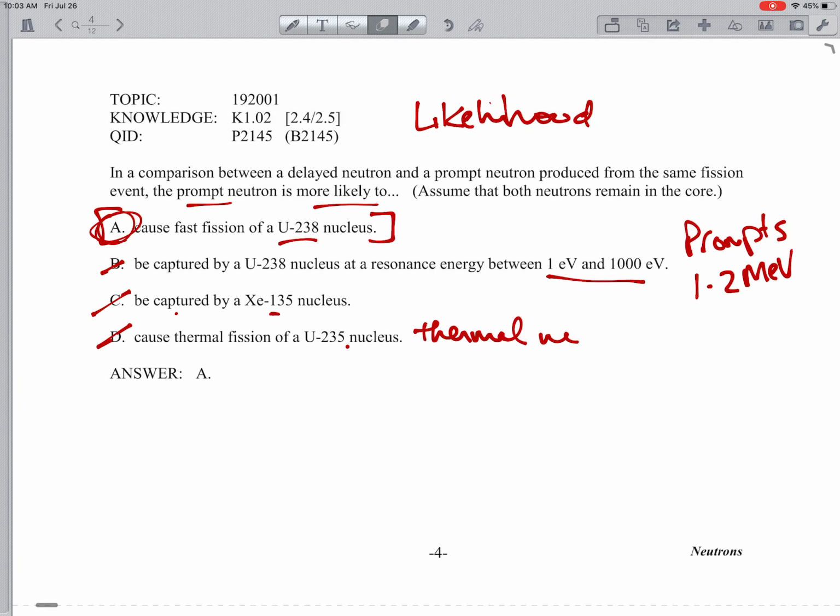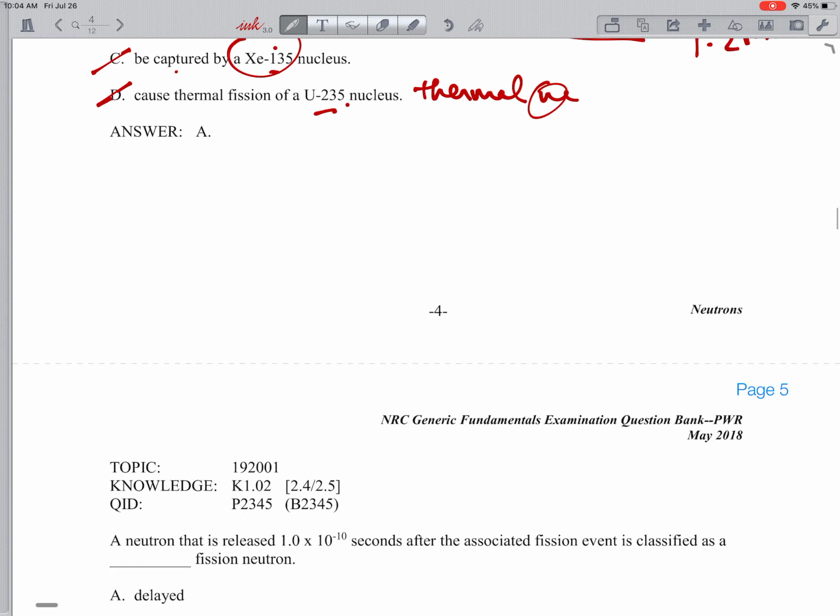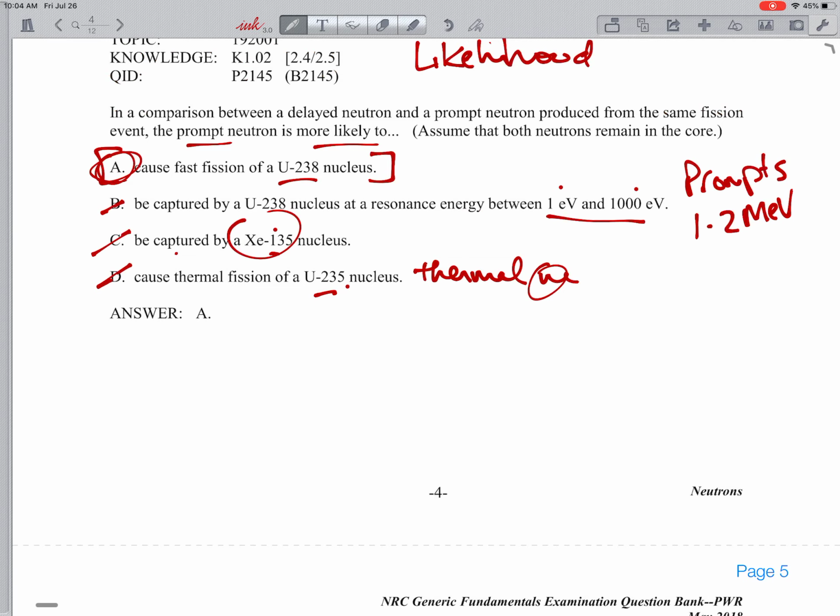So if you memorize the chart, or if you just study that chart I made, you'll be able to answer these questions and not get confused at this stuff right here: 1 electron volt, 1,000, xenon-135, which we never talked about. And you know the difference between a U-235 thermal fission and a fast fission.